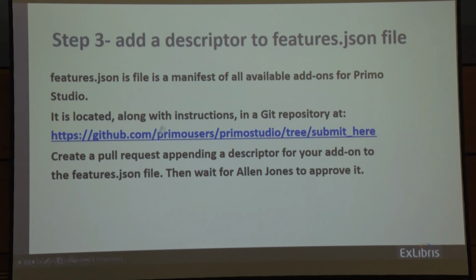Okay, and once you do all of that, you create a pull request appending your descriptor to the end of the features JSON, which is in the GitHub project over here. And then we wait for Alan to approve that pull request.